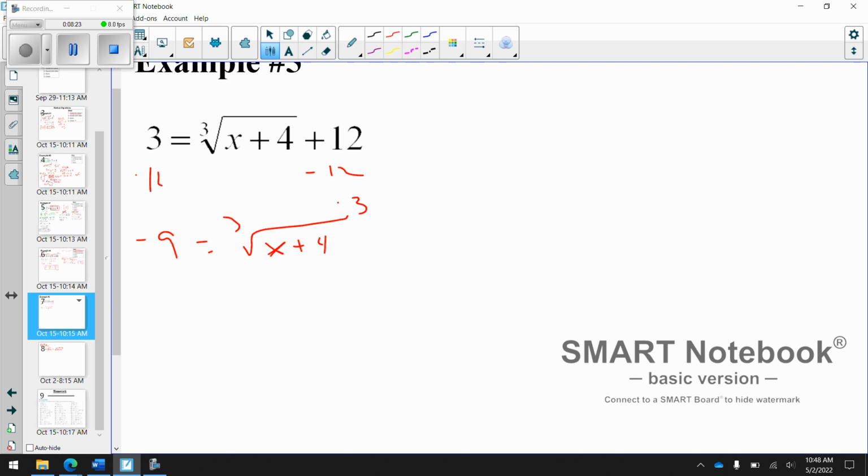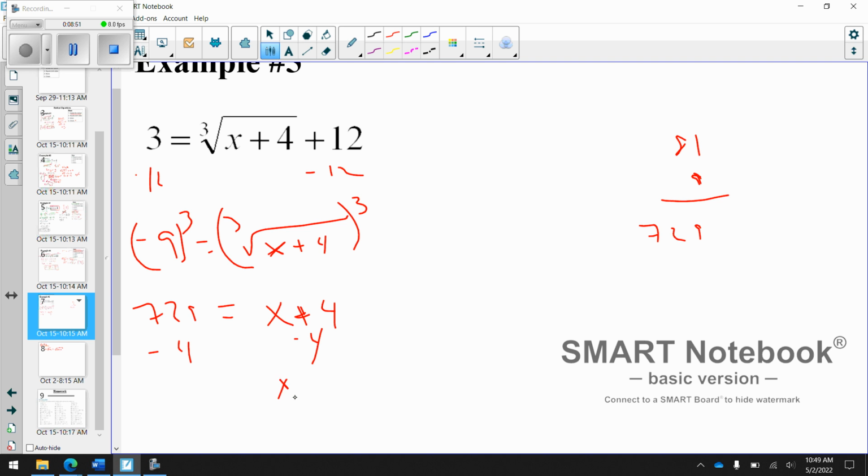Then I'm going to cube both sides. I don't have a calculator or phone on me right now. Dude, old school. Negative 729. Then I'm going to subtract 4. So I think my answer is 725.